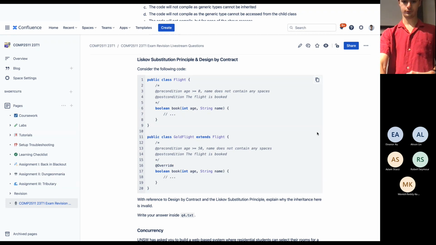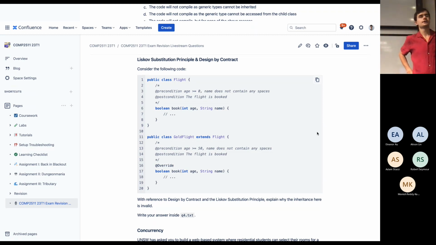And what is the question asking? With reference to design by contract and the Liskov substitution principle, explain why the inheritance here is invalid. So we've been nice and told you that the inheritance is invalid, and you just need to figure out why. We know that the code compiles.